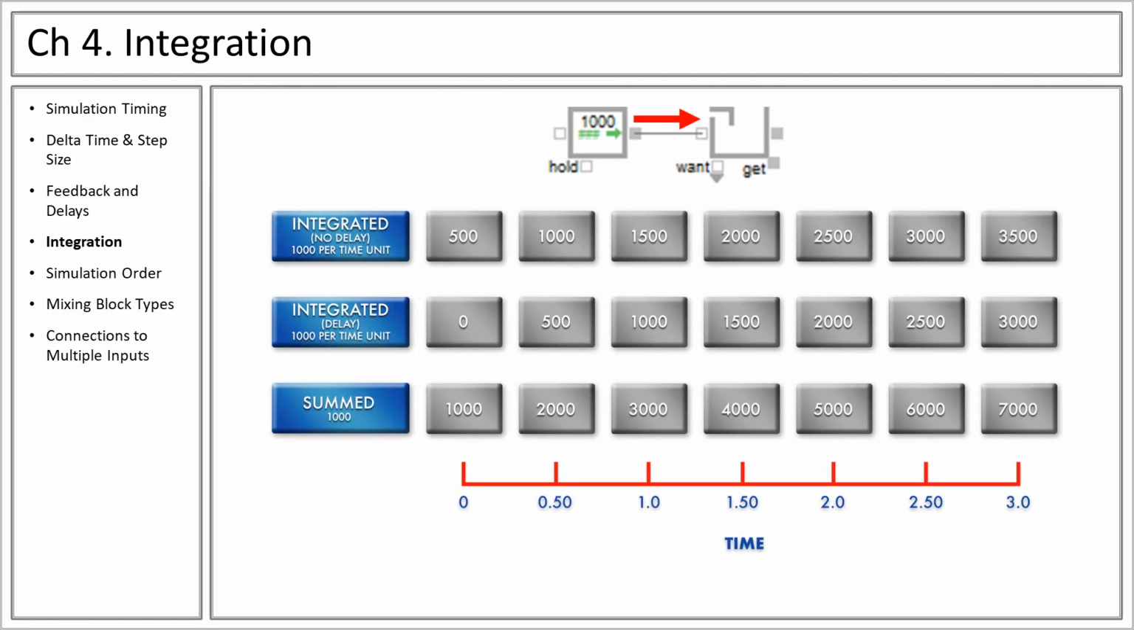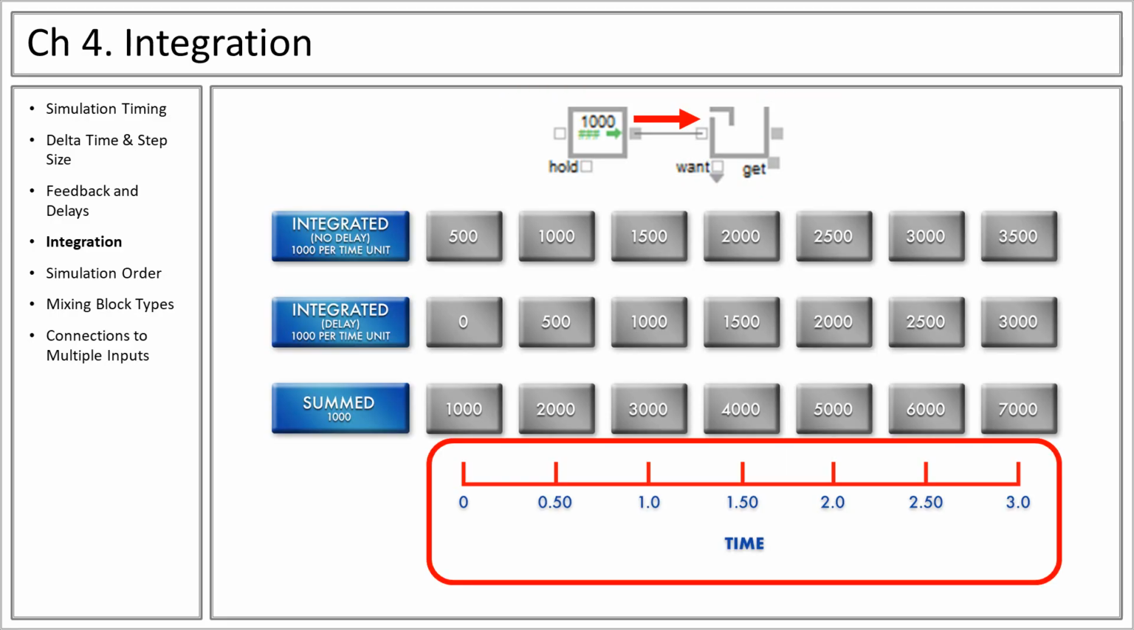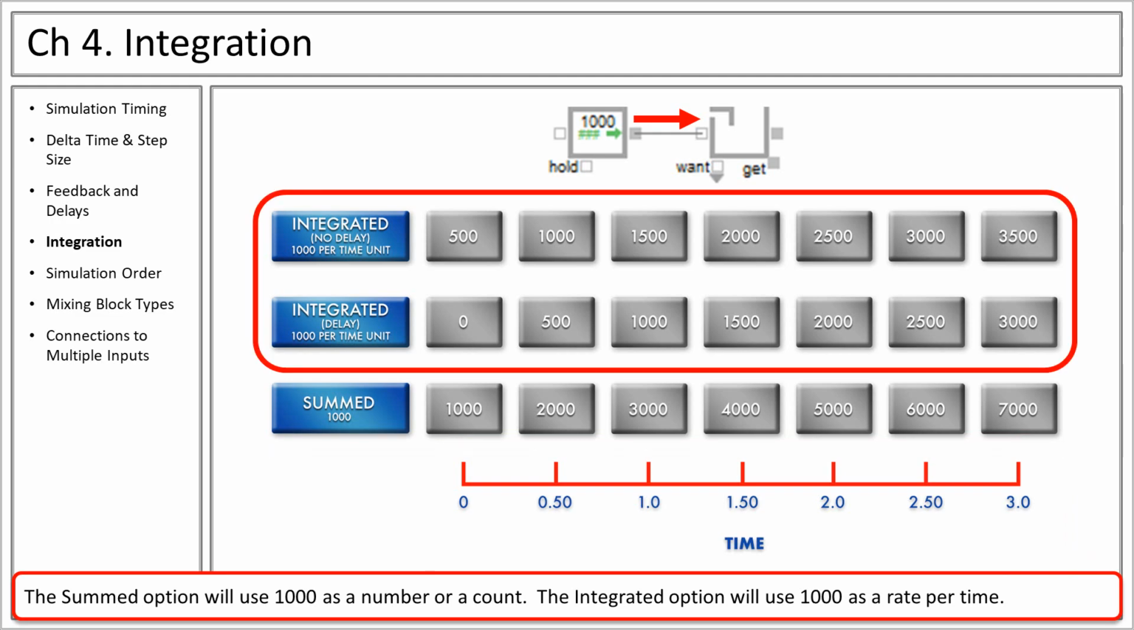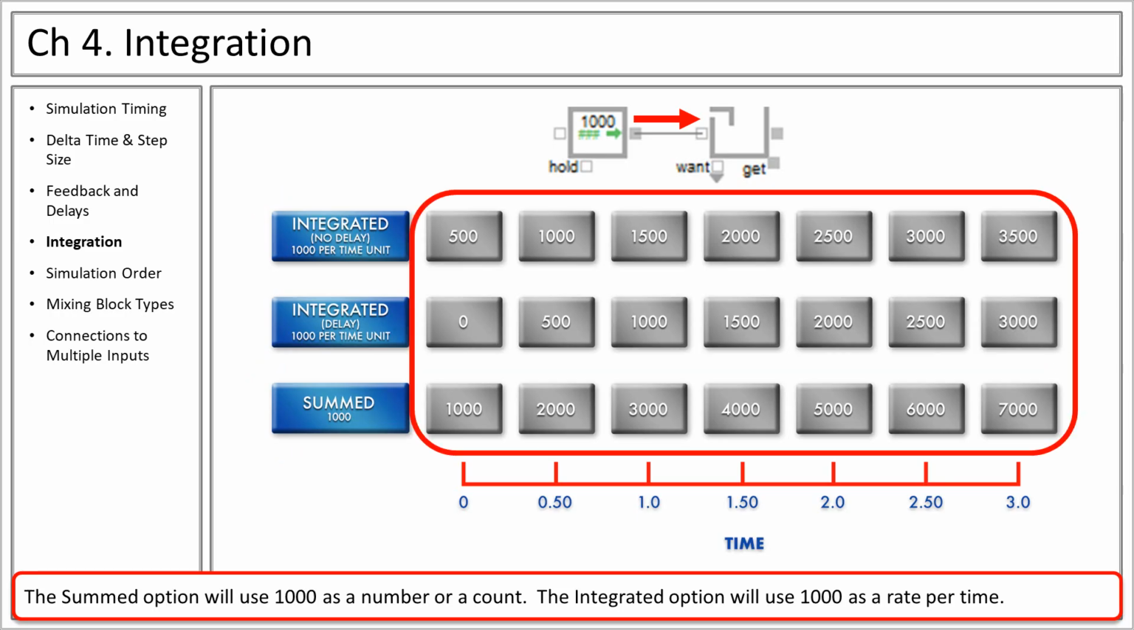The best way to explain the difference is through an illustration. Let's say we have a holding tank with an input of 1,000. Let's say we have a time step of a half of a time unit, not one, but a half of a time unit. So for the summed value, it will simply use the 1,000 as a count. For the integration, we can assume it is a rate of 1,000 per time unit. The values on the chart actually show the resulting holding tank total on each time step.